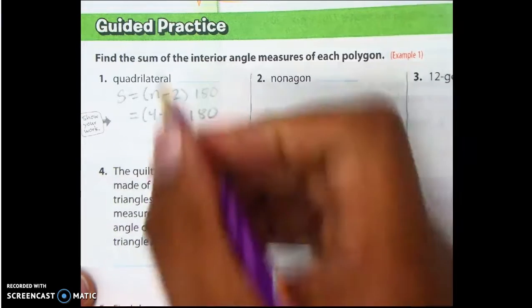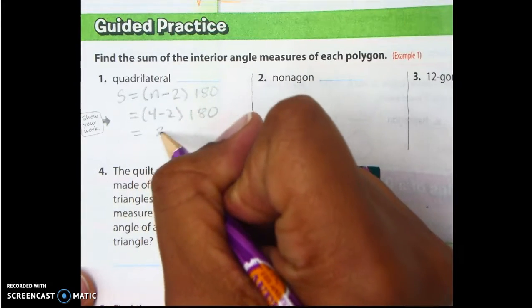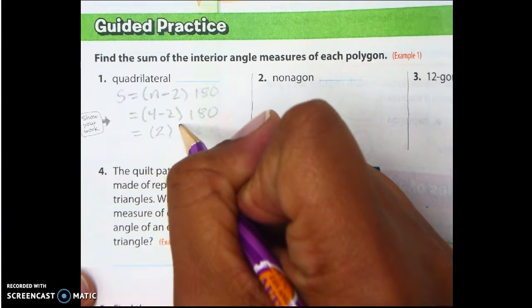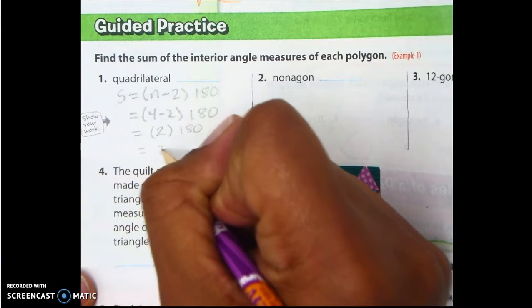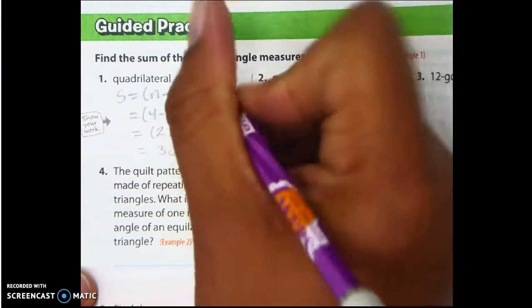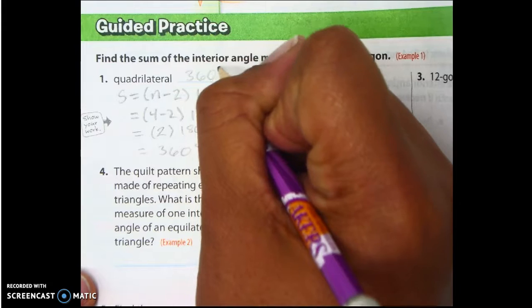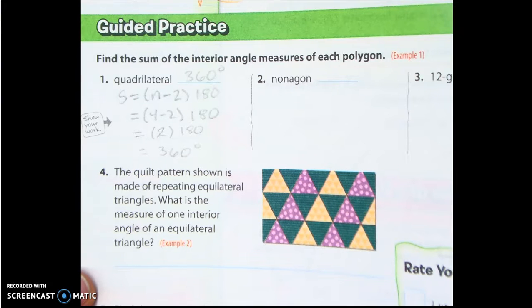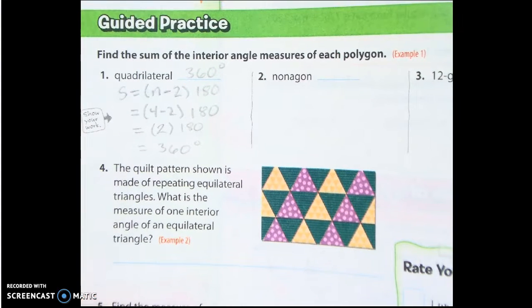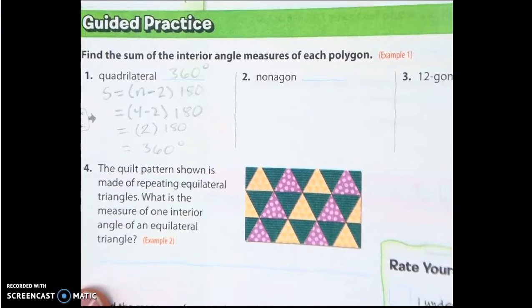So 4 minus 2 is 2. So we have 2 times 180, and 2 times 180 is 360 degrees. So for the quadrilateral, the sum of the interior angles is 360 degrees. Next up, we have a nonagon.